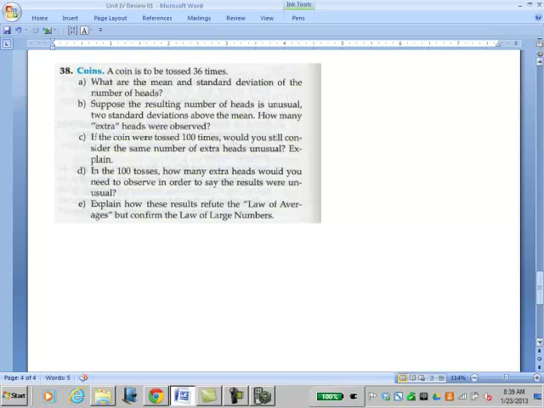Okay, last problem. Coins. So we're going to have a random variable here. We're going to call it capital H. Now, let's think about it from the point of view of one coin toss. Okay? All right?